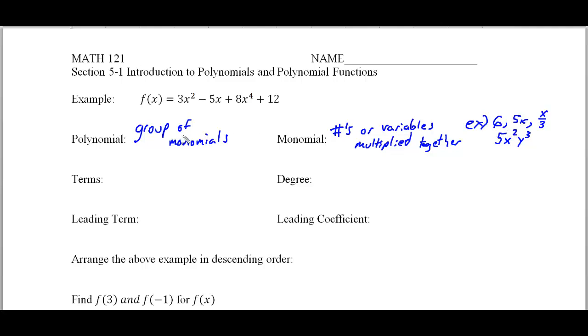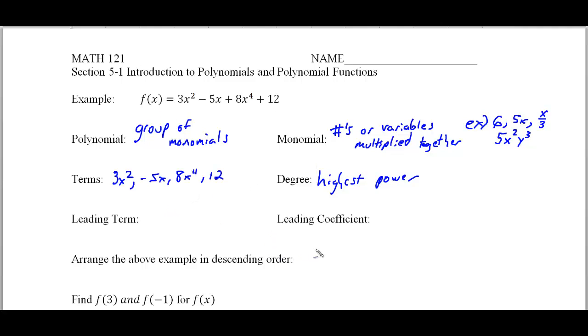Monomials are separated with plus and minus signs, and individually the monomials are called terms of the polynomial. So for example, 3x squared is a term, negative 5x is a term, 8x to the 4th is a term, and so is 12. Now, the degree is the highest power of the polynomial. So in my example here, the degree would be 4.